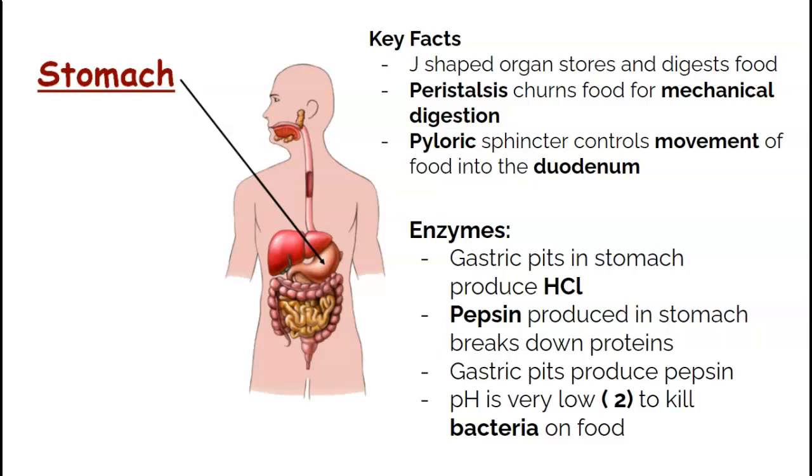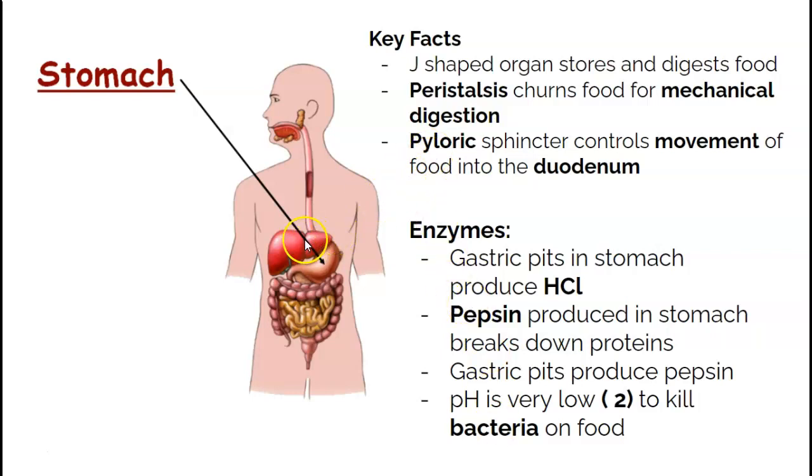Now this low pH that I was talking about, which is the HCl, is there to kill bacteria as well. We do not want bacteria in our food to make us sick. So the HCl is a really low pH so that we can kill that bacteria as it moves into our body. And lastly, we have something called the pyloric sphincter.